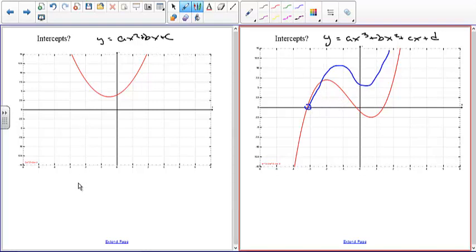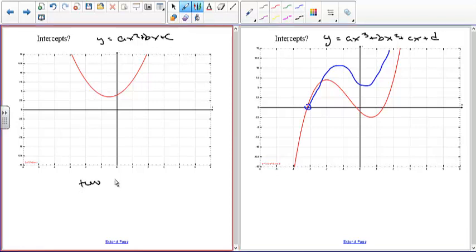So for second order equations, we have either 2 intercepts or 0 intercepts.